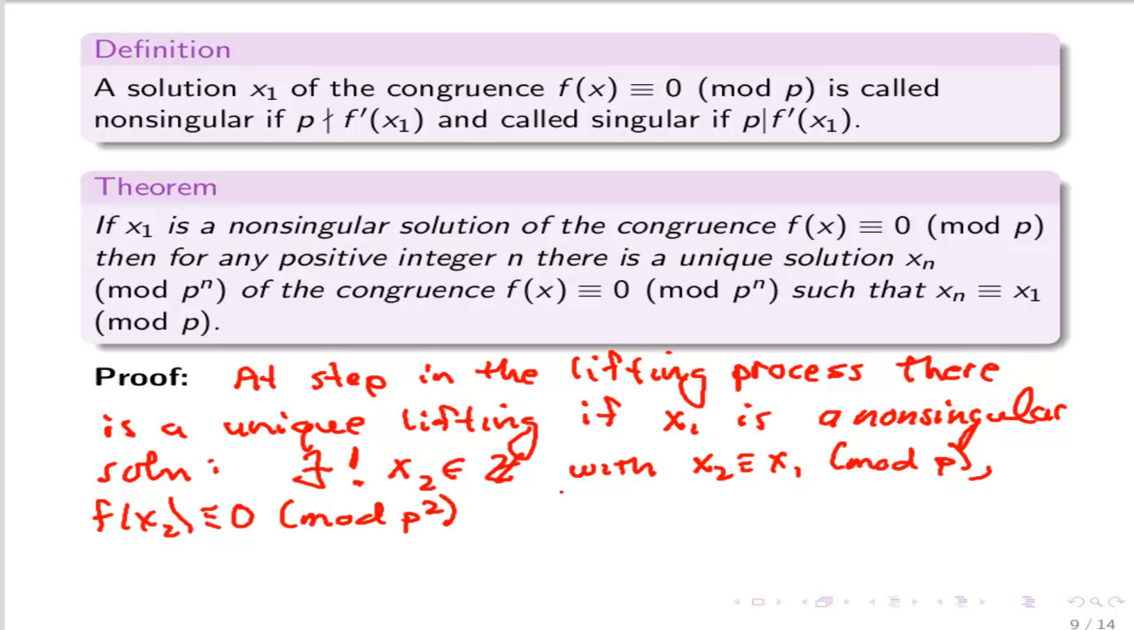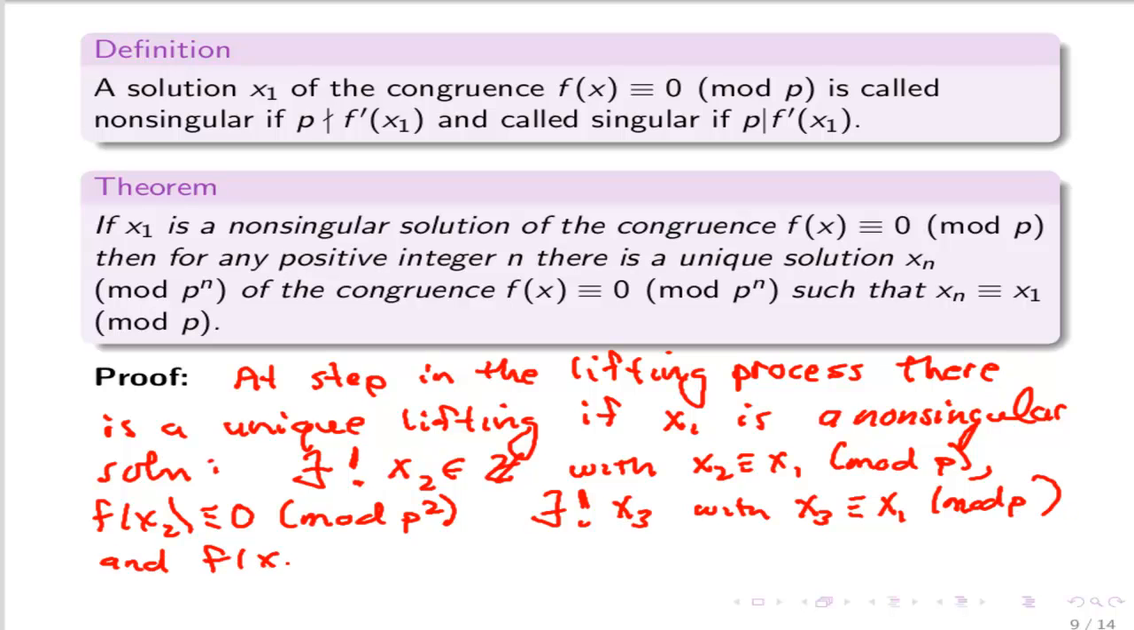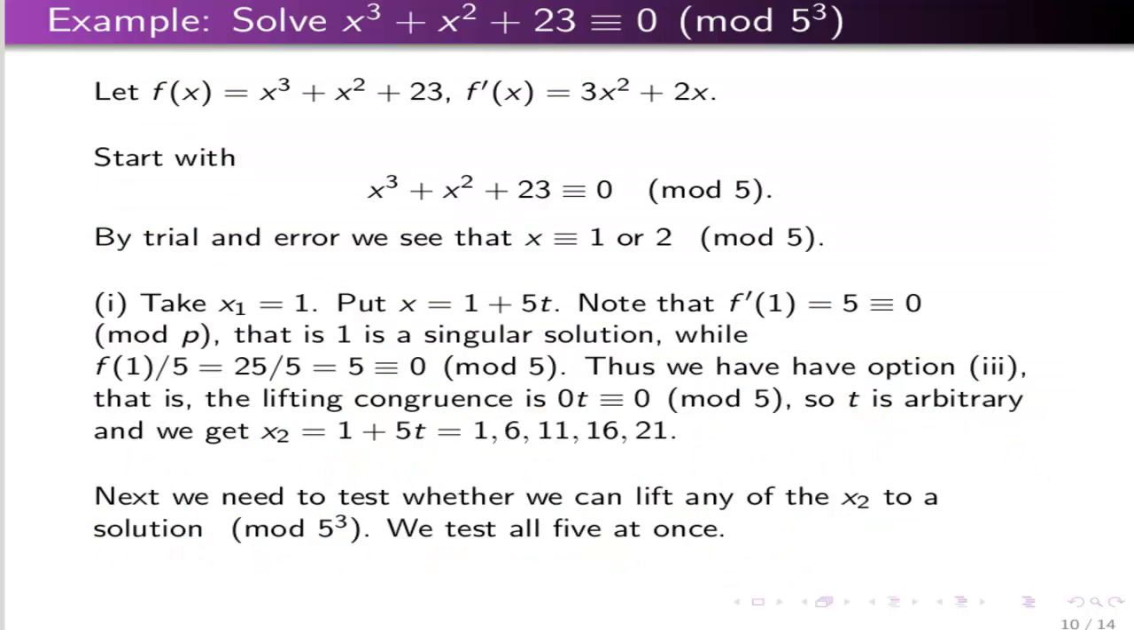And then there'd be a unique x3 with x3 congruent to x2, which is congruent to x1, and f of x3 congruent to 0 mod p cubed, and so on. A formal proof would just use induction. All right, let's do an example to see how this works.